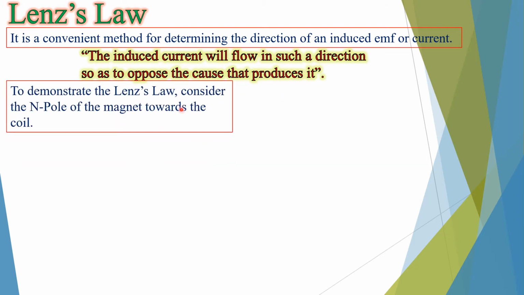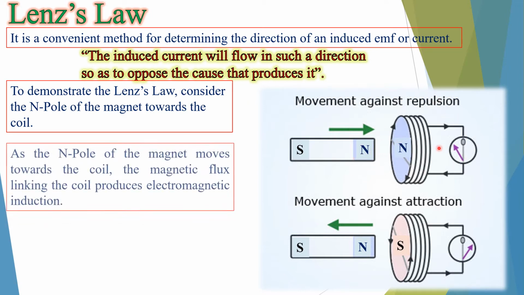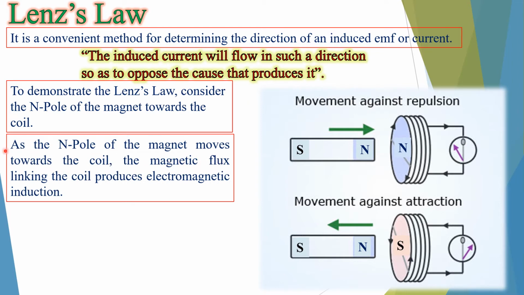To demonstrate Lenz's law, consider the north pole of the magnet moving towards the coil. As the north pole of the magnet moves towards the coil, the magnetic flux linking the coil changes. So, due to the movement of this bar magnet, magnetic flux through this coil is changing. Due to the change in magnetic flux linking the coil, EMF is induced in the coil and the phenomenon of electromagnetic induction can be observed.